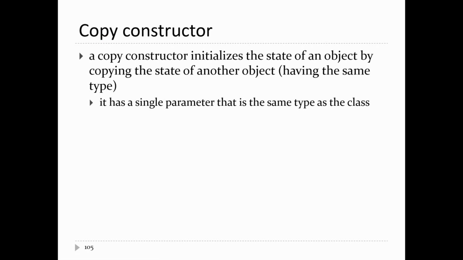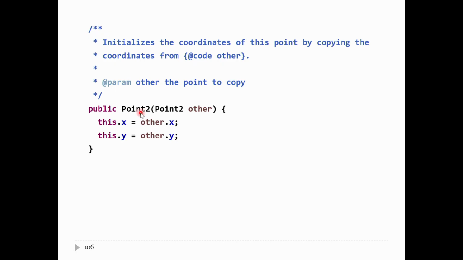So the copy constructor, if it exists, has one parameter, and it's the same type as the name of the class. So for Point2, the copy constructor is Point2(Point2 other). The parameter here always has the same type as the class that it's in. So this copy constructor makes a new point, initializes a new point by copying the values of x and y out of the object pointed at, or referred to by, other.